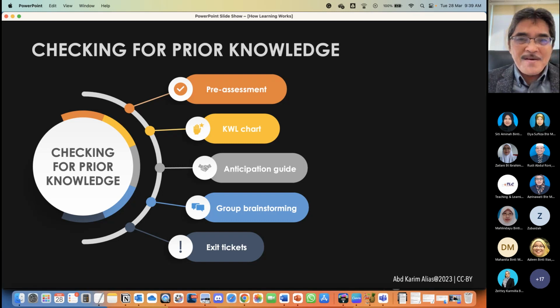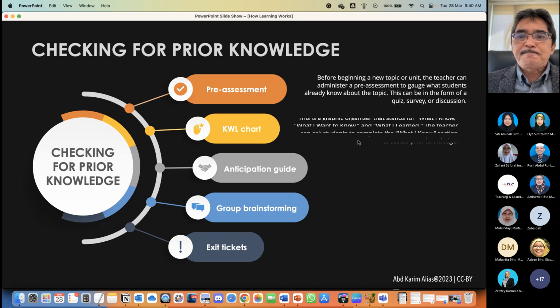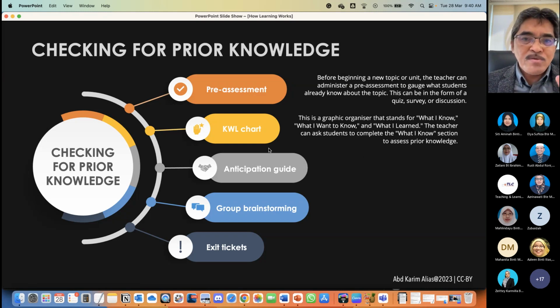Maybe some of you have never used Socrative. Maybe you have started using it. Maybe you can share your experience later on. So we can use the Socrative app to do pre-assessment. And again, I have demonstrated that. And in this session, we're going to learn more about the KWL chart.